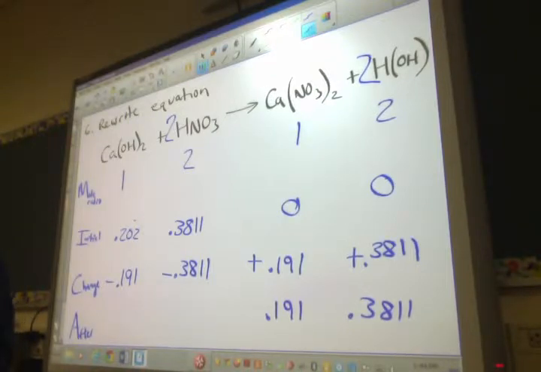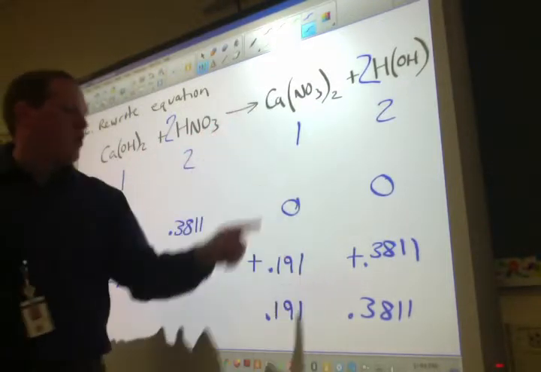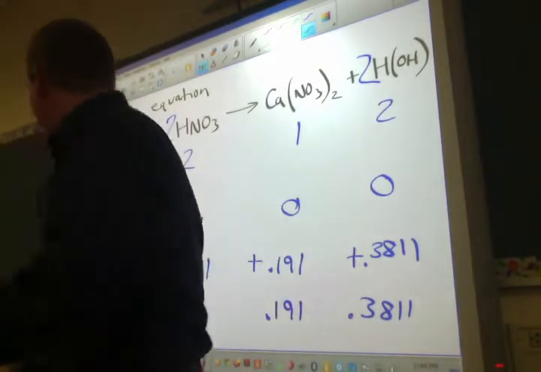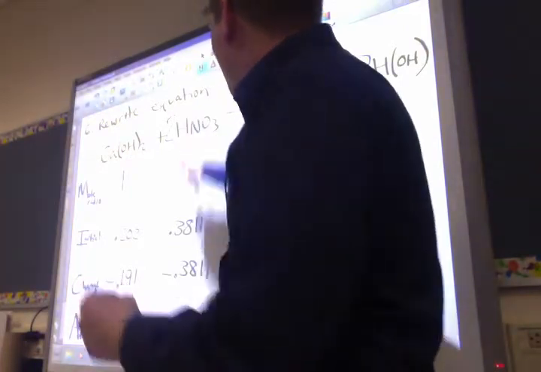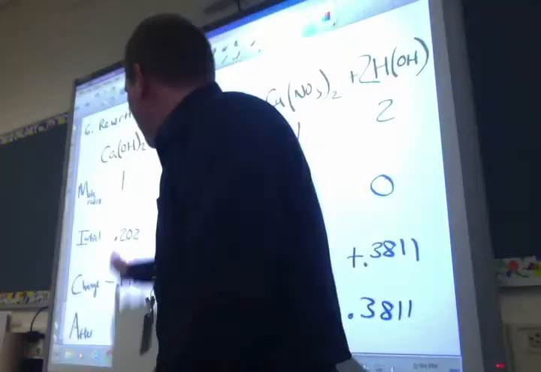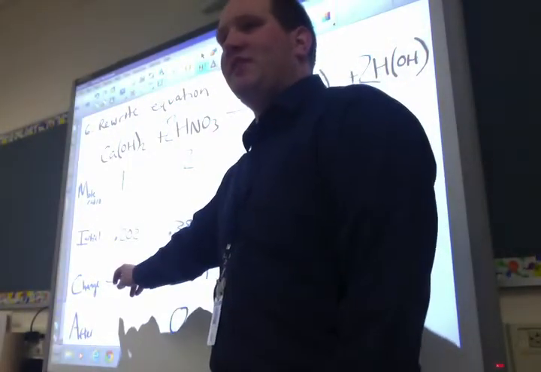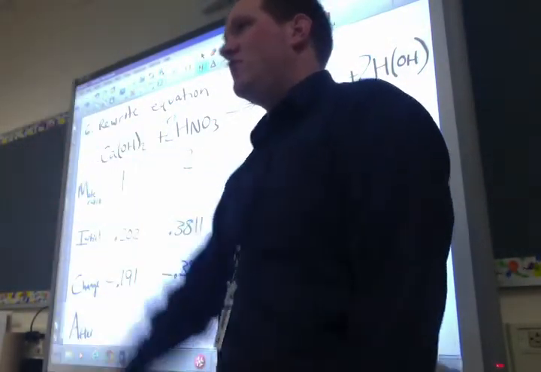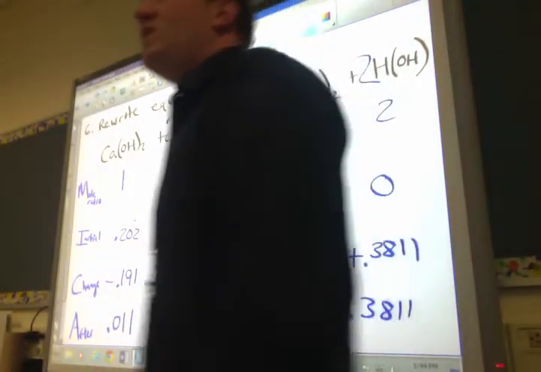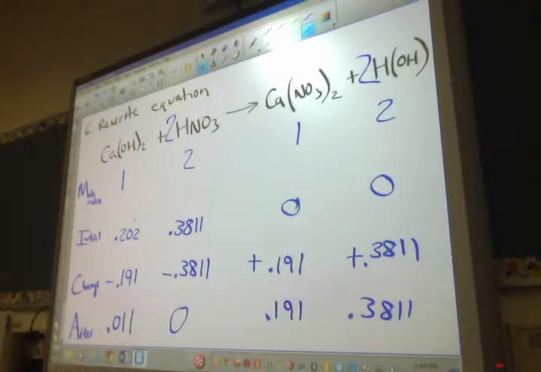Okay, so for the product, do you always add, and then for the reactant subtract? Yes, because the products are formed. They came from nothing. They formed. These were consumed. So, this minus that is going to be 0. Someone with a calculator, what is this minus this? Alex. 0.011.